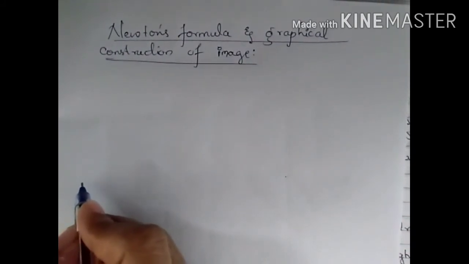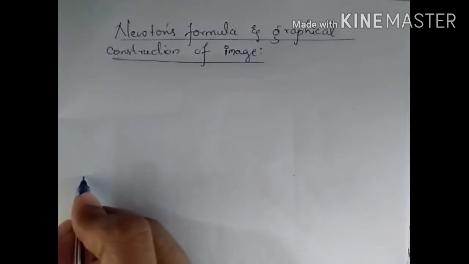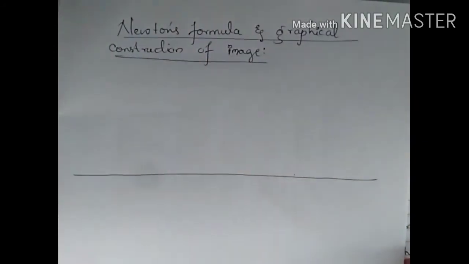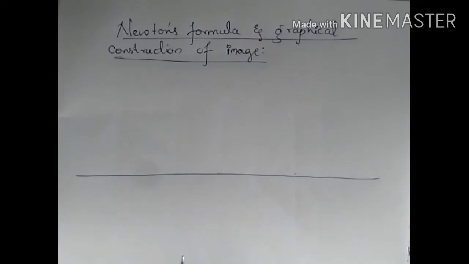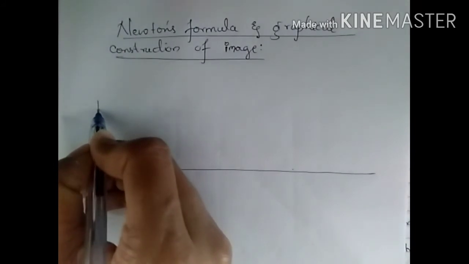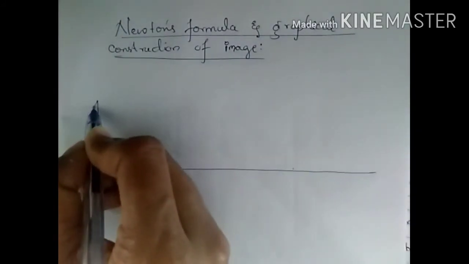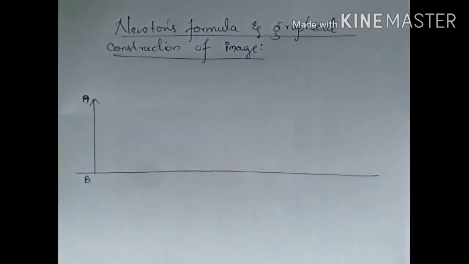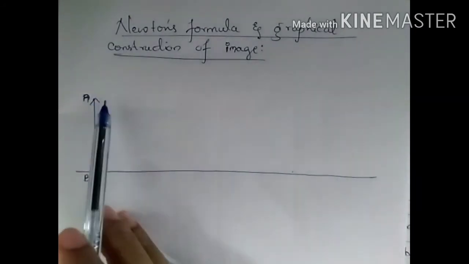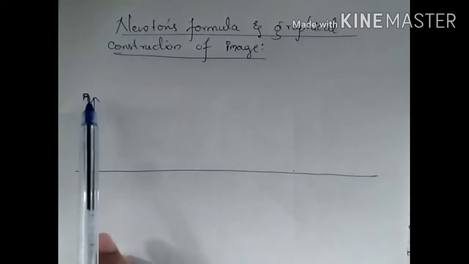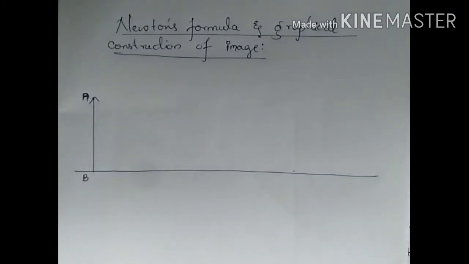So again we have to have the principal axis. Let this line be the principal axis for the object to be placed. Now there is an object, that is AB, on the principal axis. Now we have to understand how the image of this object is formed when the rays of light from this object pass through the optical system.